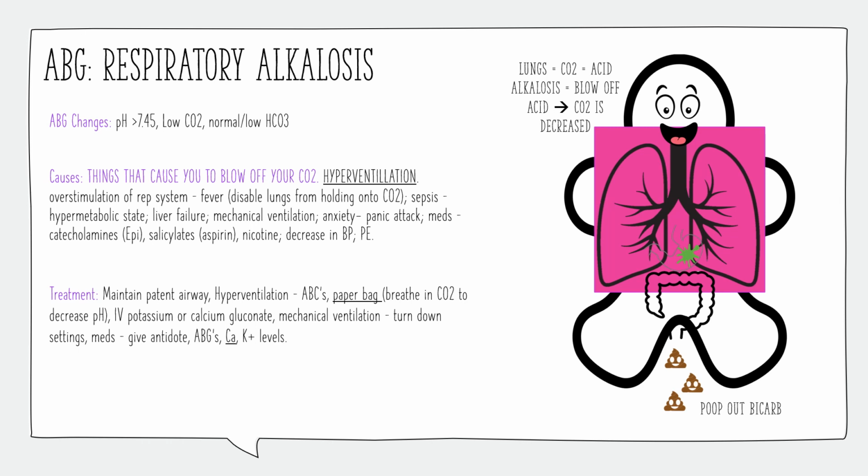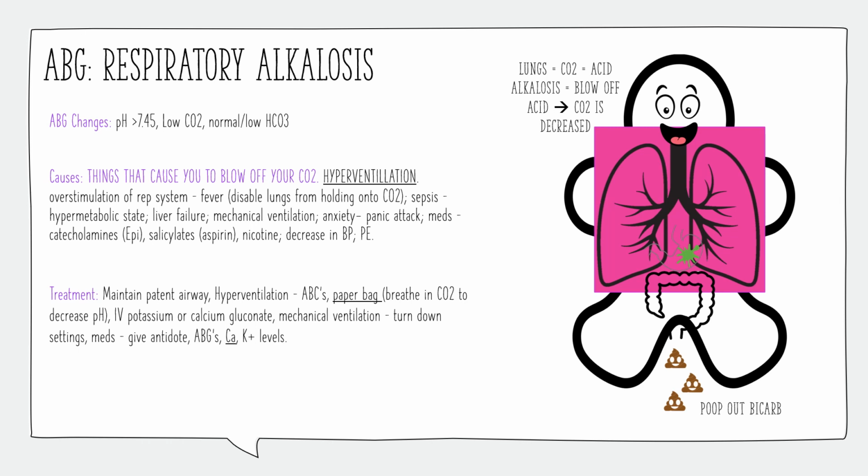Hyperventilation is going to cause you to blow off your CO2. Okay, so anything that's overstimulation of the respiratory system. Other things like fever, sepsis, which is a hypermetabolic state, liver failure, mechanical ventilation. So if your respiratory rate is set too high, you might be putting the patient into respiratory alkalosis. You might have to slow down that respiratory rate on their ventilator. Anxiety or panic attacks, so they're hyperventilating.